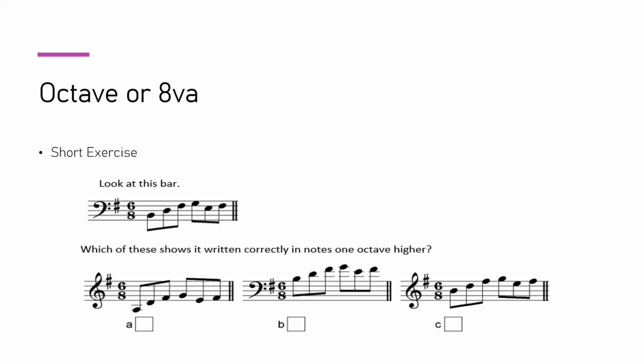10 seconds more. Is it option A, option B, or option C? All right. Just type in your answers on the chat, then I'll tell you the answer to it. Thank you. We move on.